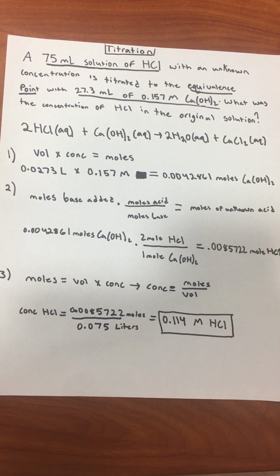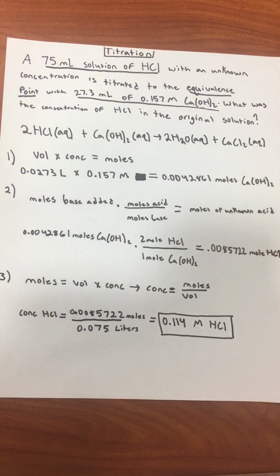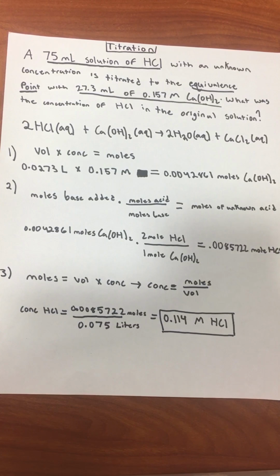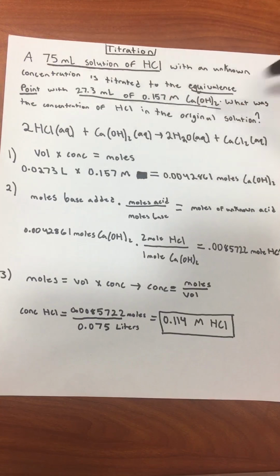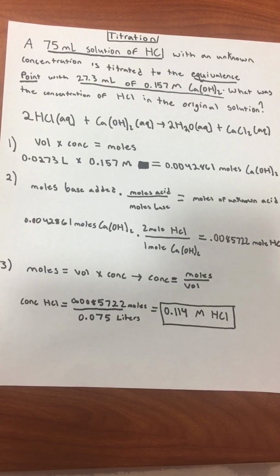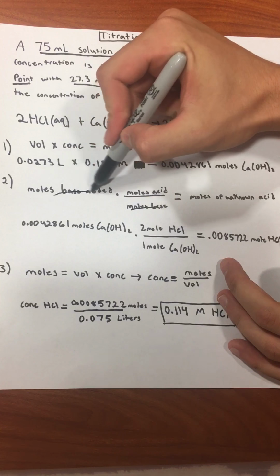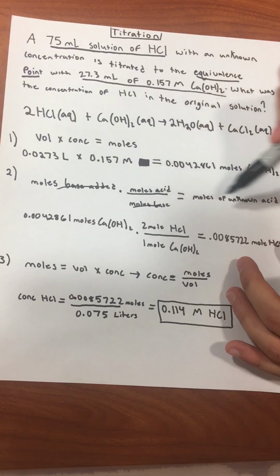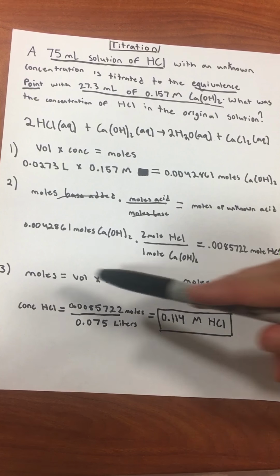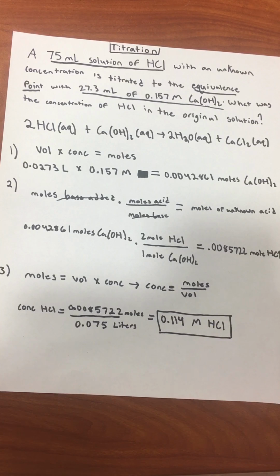Our next step is essentially broken down to this right here, where we're finding the moles of the base added times the moles of acid used in this equation over the moles of the base, where these two will cancel out so that we find the moles of the unknown acid. After we do this math, it comes out to this many moles of HCl.